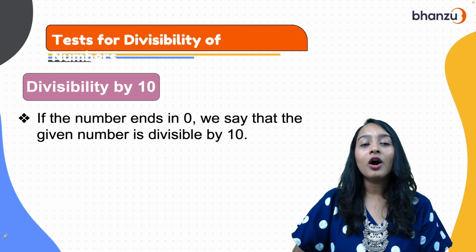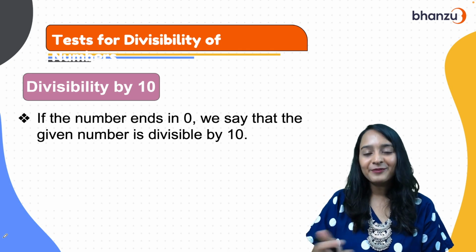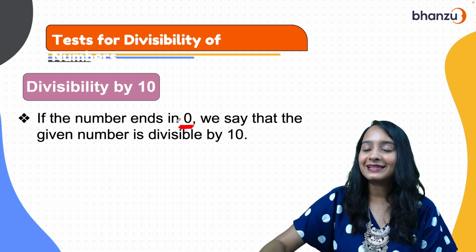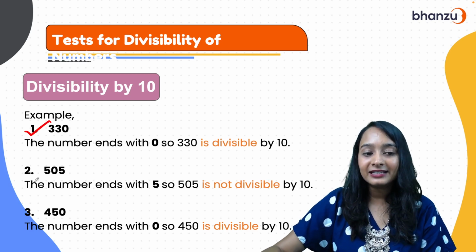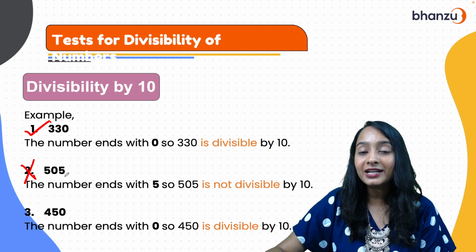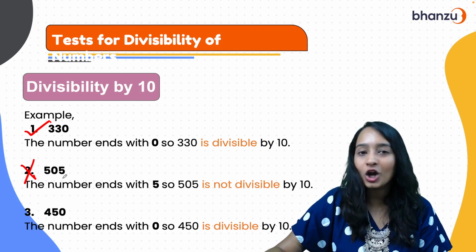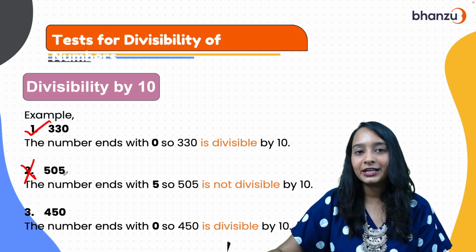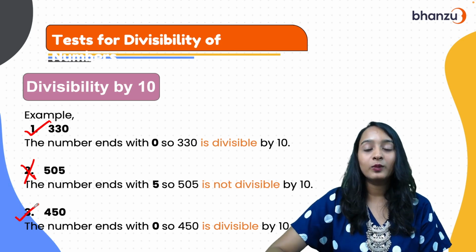Alright. Now what about divisibility of 10? If a number ends with 0, that's it. The number is divisible by 10. So as you can see, 330 is divisible. 505 is not divisible because it's not ending with a 0. It's ending with a 5. It's divisible by 5 but not 10. Why? Because it's not ending with a 0. 450 is divisible by 10 because it's ending with a 0.